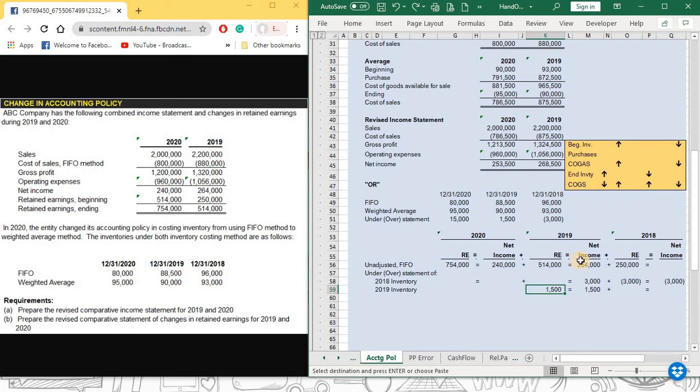Since the ending inventory becomes the beginning inventory in the succeeding years, the beginning inventory in 2020 is also understated by 1,500. And again, beginning inventory becomes part of the cost of goods sold in 2020. So it means that the beginning inventory will become an expense. And between expense and net income, the relationship is inverse. It means that if the beginning inventory is understated by 1,500, it means that the net income in 2020 is overstated by 1,500.